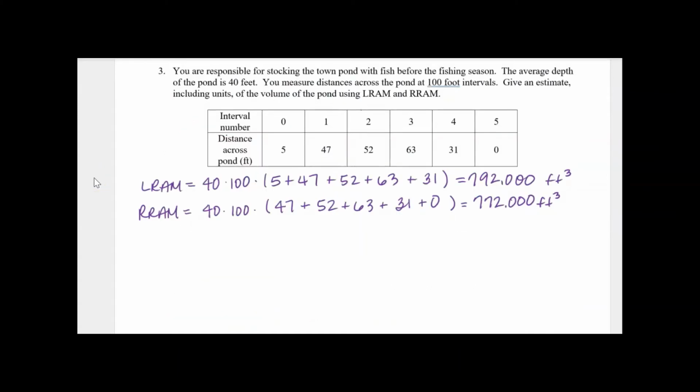Number 3, you're responsible for stocking the town pond with fish before the fishing season. The average depth of the pond is 40 feet. You measure distances across the pond at 100-foot intervals. Give an estimate, including units, of the volume of the pond using LRAM and RRAM. So in this particular question, this one has the depth being held constant. And the different intervals have different distances across the pond.